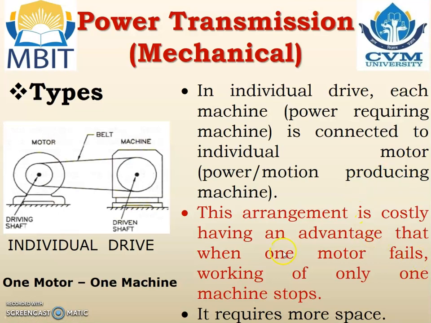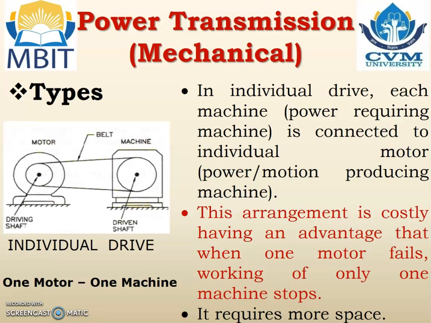This arrangement is costly, having an advantage that when one motor fails, working of only one machine stops, and it requires more space. So consider we have 3 machines. So we have 3 motors. So the cost is high. It requires more space.